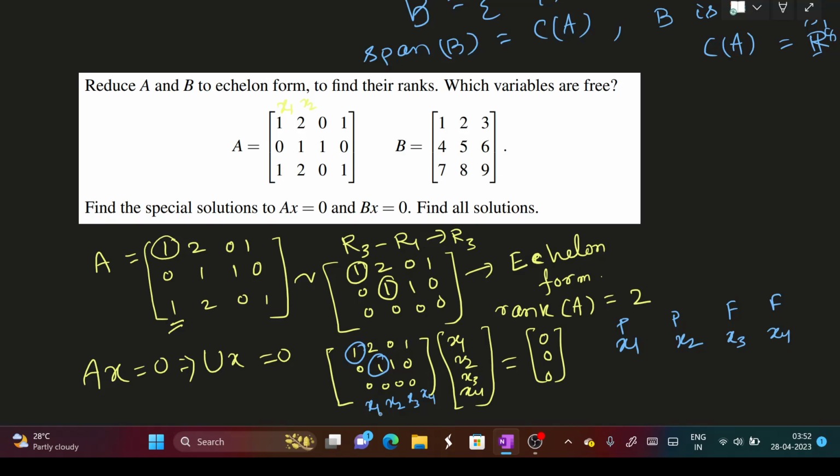Next part, special solution. To find the special solution, we are interested in finding Ax is equal to 0. For any matrix A, Ax is equal to 0 gives us the special solutions or null space vectors. To find the null space vectors, or basis for null space, we assign the free variables such that one of the free variables is 1 and the rest are 0. Similarly, here I will assign 0, here I will have 1. Now what are the equations?